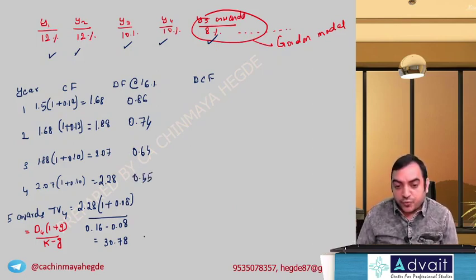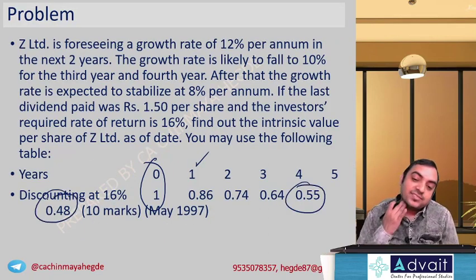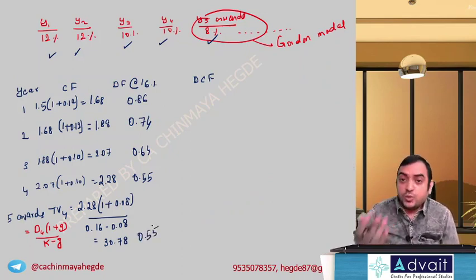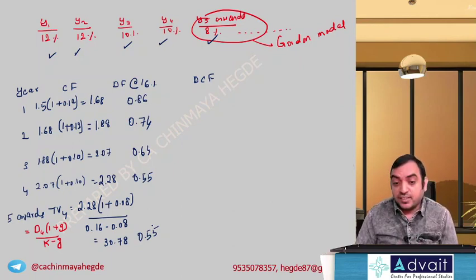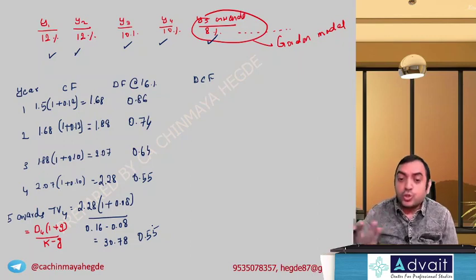What is the discounting factor for the last one? Will you use 0.55 or will you use 0.48? You should use 0.55 only. Don't use 0.48. Just to confuse you, they have given it. And the institute is always very supportive. If you want to make a mistake, the institute will help you do it. They are so supportive, so cooperative. Because many people will make that mistake.